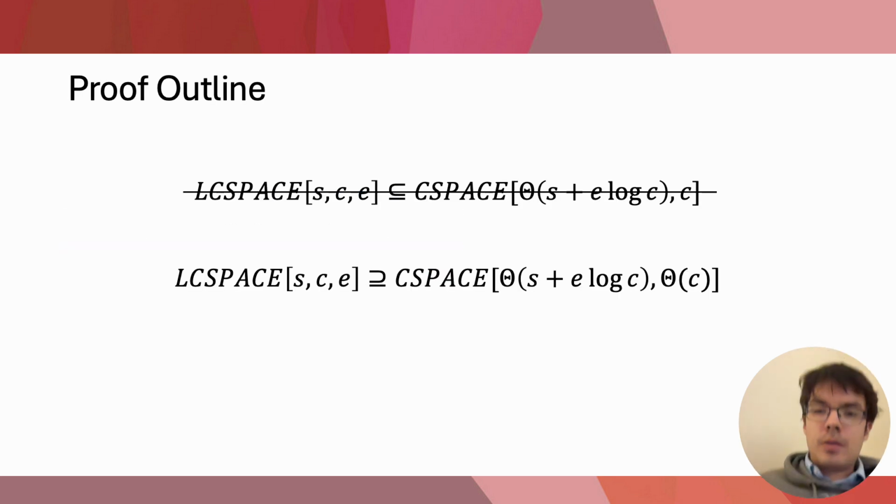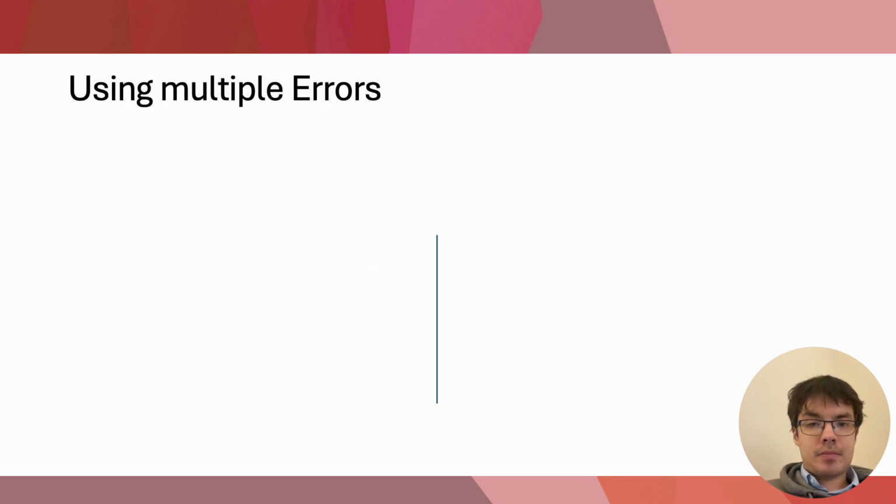We have now shown our result for a single error, meaning that when e equals 1, we can show that we can simulate log c bits of clean space. That is almost the result we want, but we need to prove that we can do the same for e errors. The extension to e errors is straightforward.